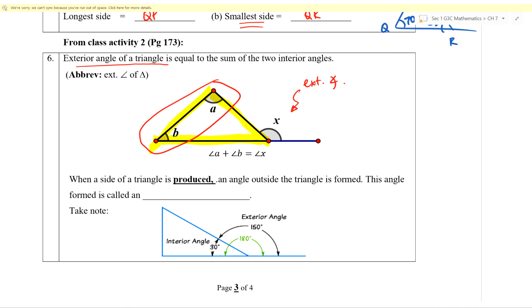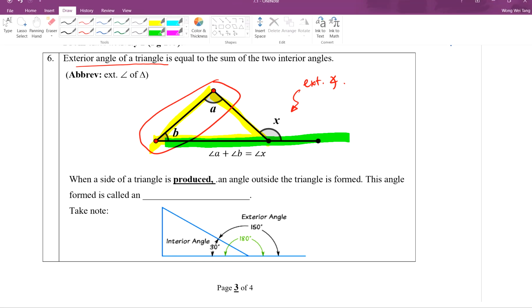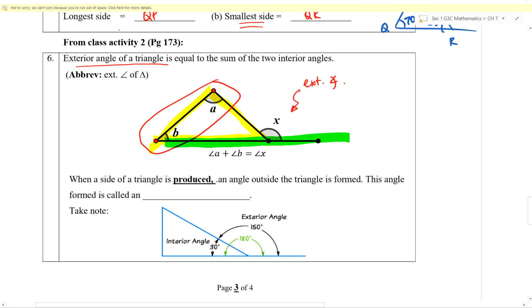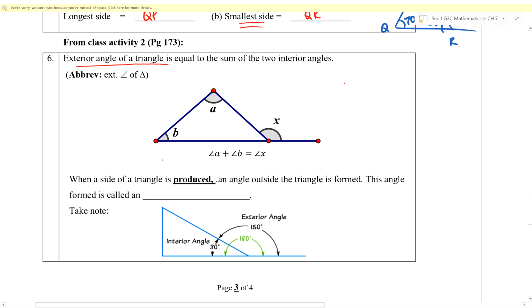To get the angle X, what we did was to extend this line. Now, the angle formed by the triangle, the yellow triangle, and the green line, this angle is known as the exterior angle X. And there is a property that X is equal to A plus B. Why is that so? Let's discover this for ourselves. Let's say this is angle C.